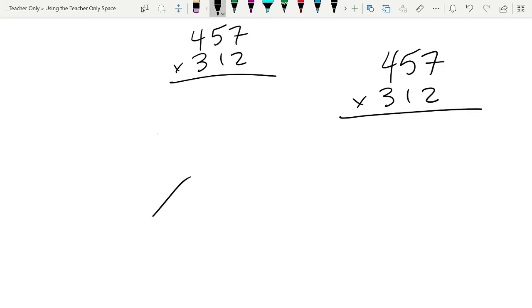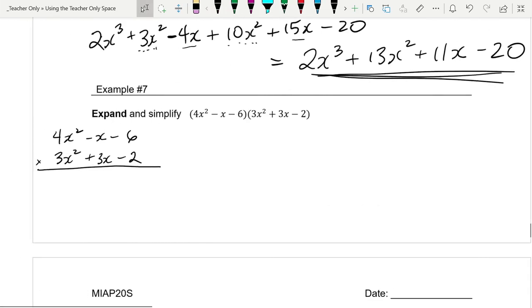Okay, so 2 times 7 is 14. Carry the 1. 2 times 5 is 10 plus the 1 I carried is 11. And then 2 times 4 is 8 plus the 1 I carried is 9. Then what do I do? Yeah, I have to put a 0. Now, why am I putting a 0? Because I'm not really multiplying by 1. I'm multiplying by 10, so I got to start in the tens place. That's important. That's the way I'm going to approach this.